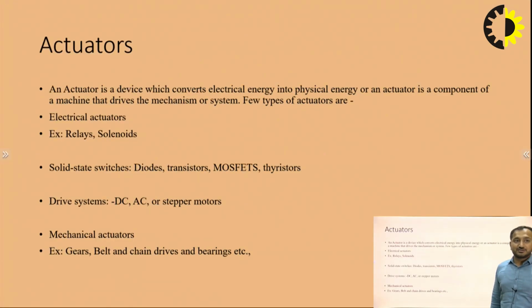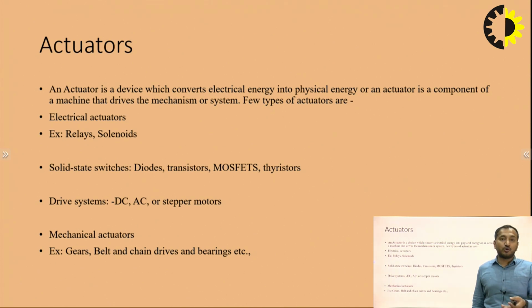Let us start by studying the definition of an actuator. An actuator is a device which converts electrical energy into physical energy. Electrical energy meaning we are getting energy from electricity, and converting into physical energy meaning with the help of this electrical energy we are doing some physical work. Or we can say an actuator is a component of a machine that drives a mechanism or a system. For example, in an electrical actuator, the shaft of a DC motor or a stepper motor is used to do various tasks.